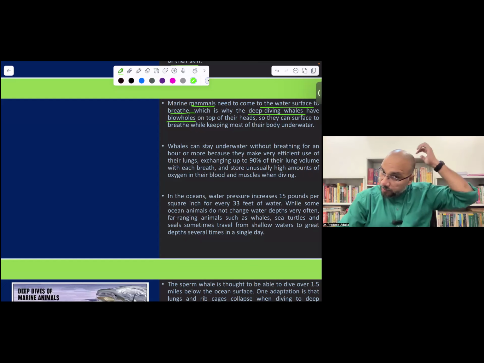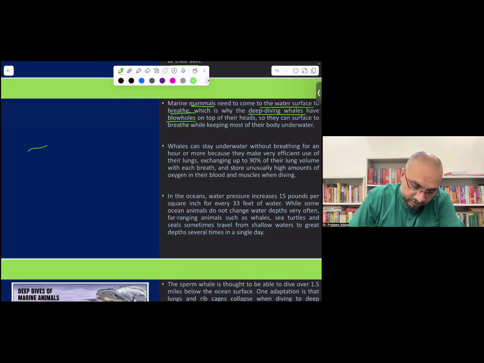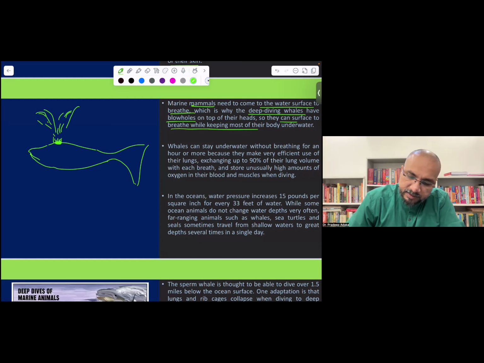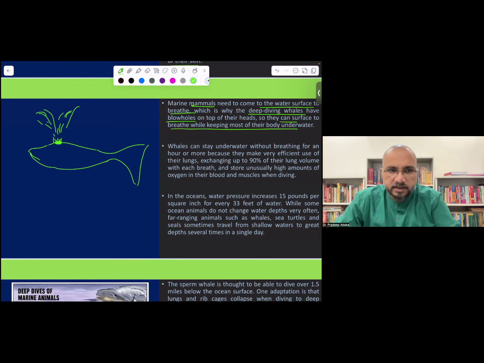So you might have seen on the top of their, so on the surface they have a blowhole. So from here they will throw out the water. So they come to the surface to breathe after some time. So after every 40 minutes or 1 hour, they will come out and they will breathe and they will again dive deeper.